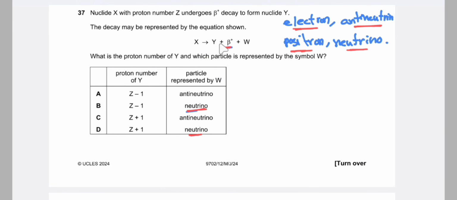And what is the proton number? A beta plus particle is emitted, which comes from a proton turning into a neutron. So since beta plus is emitted, the proton number must decrease by 1 for Y. And since a positron is emitted, a neutrino is emitted. So the answer is B.